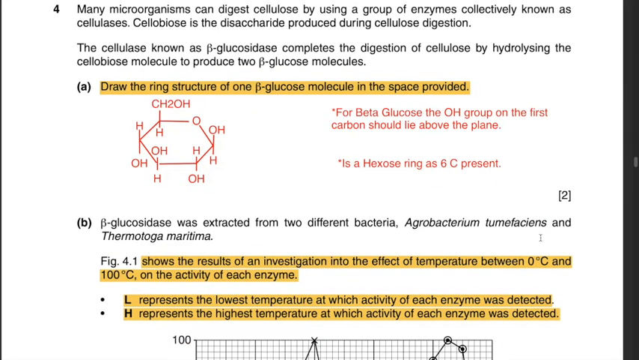Question 4. Many microorganisms can digest cellulose by using a group of enzymes collectively known as cellulases. Cellobiose is a disaccharide produced during cellulose digestion. The cellulase known as beta-glucosidase completes the digestion of cellulose by hydrolyzing the cellobiose molecule to produce 2 beta-glucose molecules. Draw the ring structure of one beta-glucose molecule in the space provided.